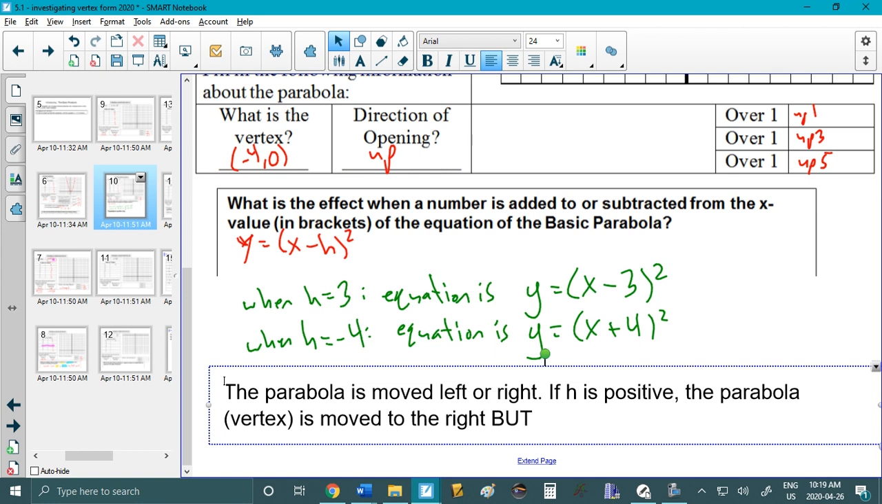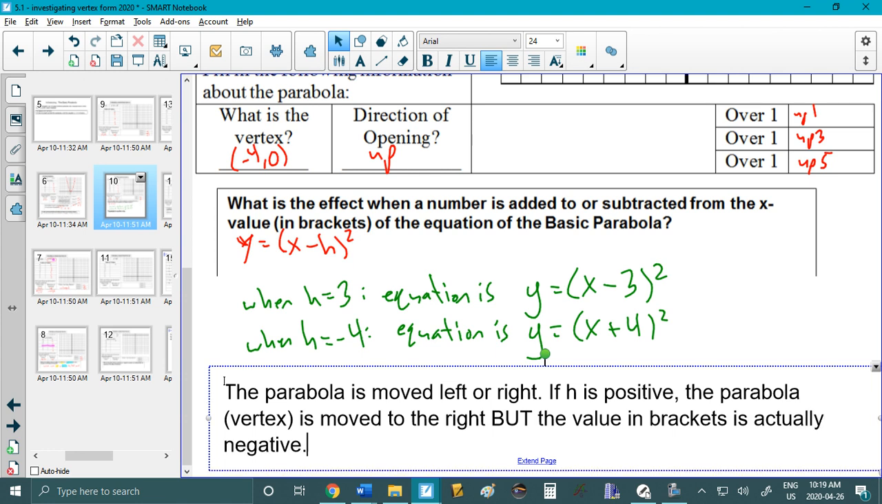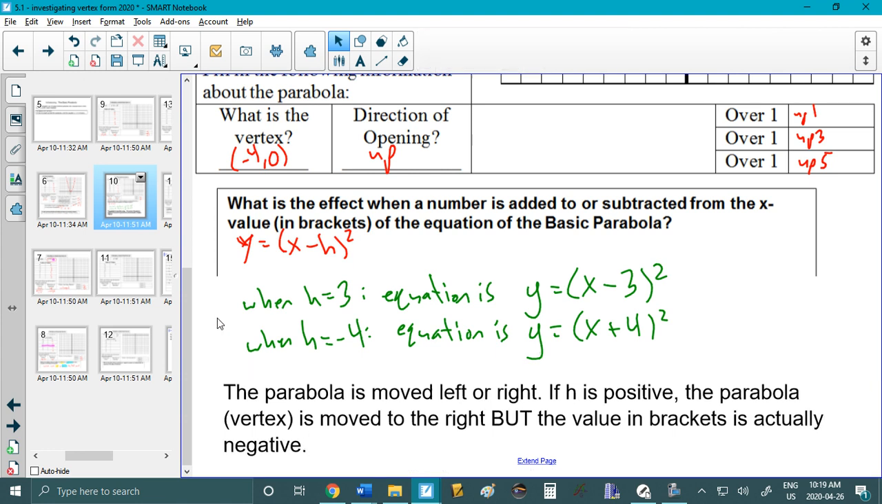But the value in brackets is actually negative. And the vice versa works here as well. If h is negative, we would see a positive in here. So you change that sign. And that's something you'll get better at with a little bit of practice.